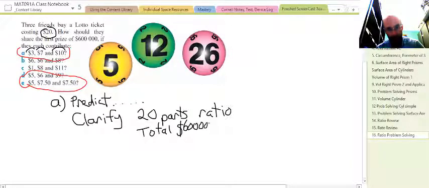$600,000 that needs to be split. So what we need to do is a ratio split of 600,000 using the parts given there. So let's solve now.